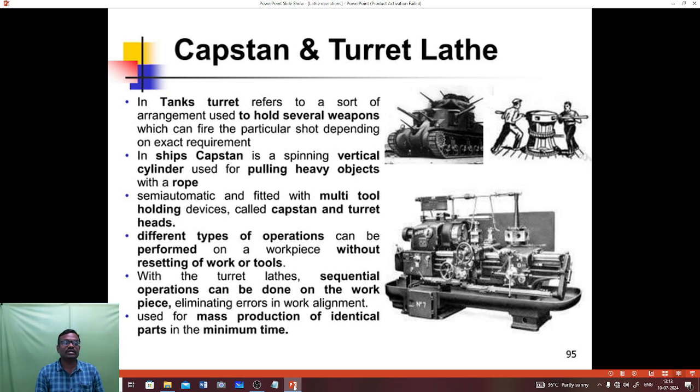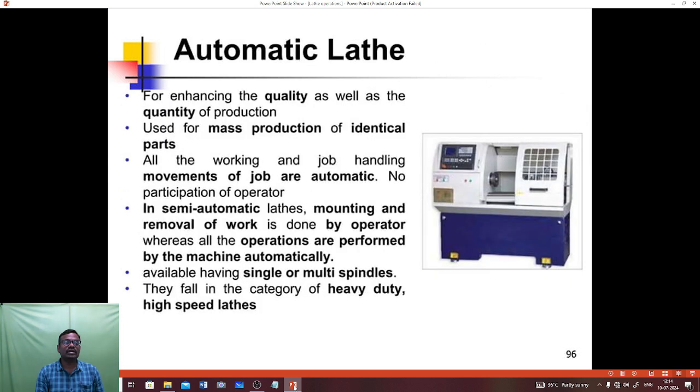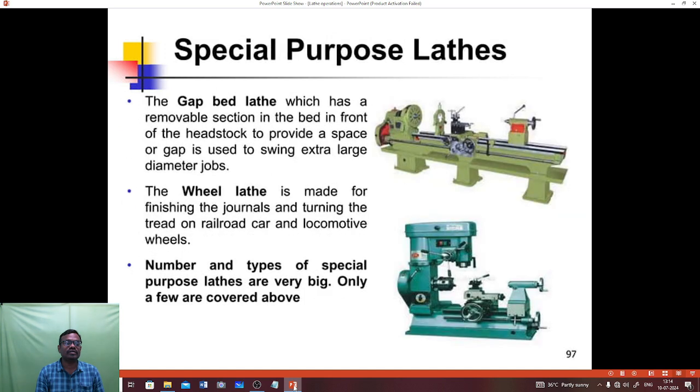Different types of operation can be performed on a workpiece without resetting the work or tools in the capstan and turret lathe. Automatic lathe is used for enhancing the quality as well as the quantity of production. It is used for mass production of identical parts. All the working and job handling movements are automatic. No participation of the operator is involved.